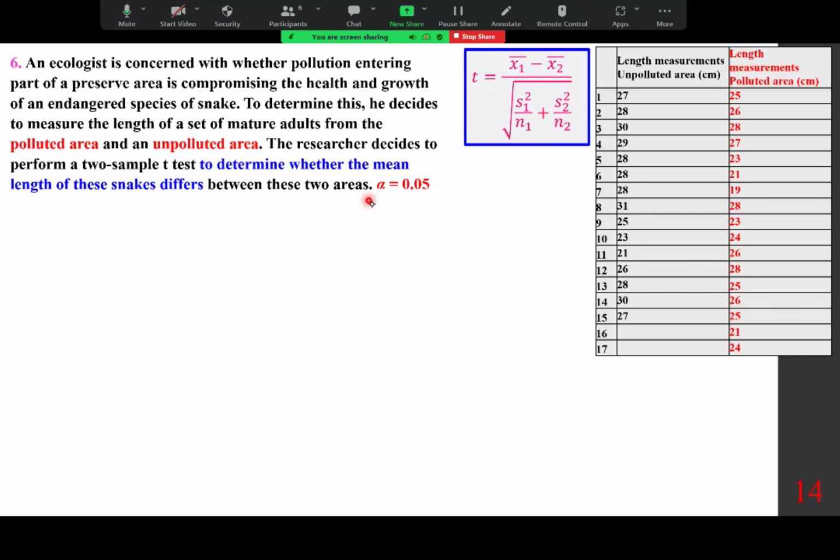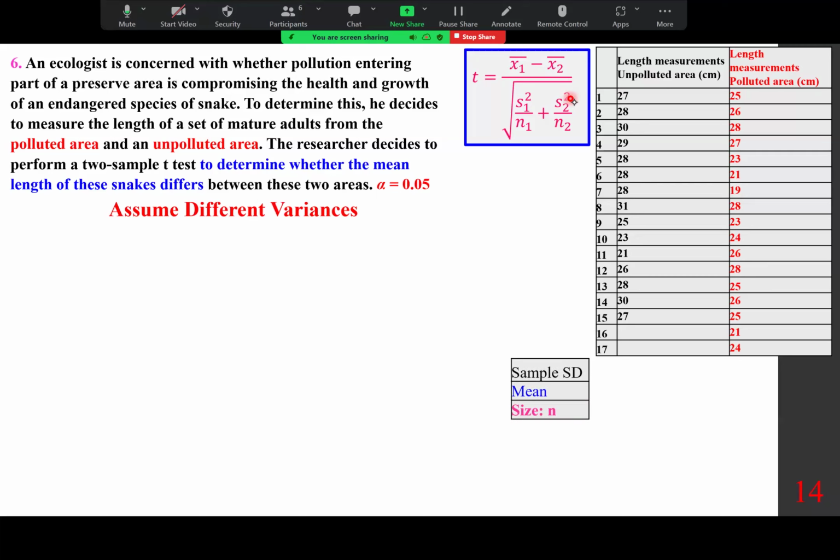So he gathers some from the unpolluted area, how many? 15. Some from the polluted area, how many? 17. And measures the length. We are going to assume different variances. Why is that? Whenever they don't mention anything, that's what you have to do. I hope you remember when we did the yogurt thing, we did it two different ways: no assumption, or you assume different variances, and therefore that's the test statistic.